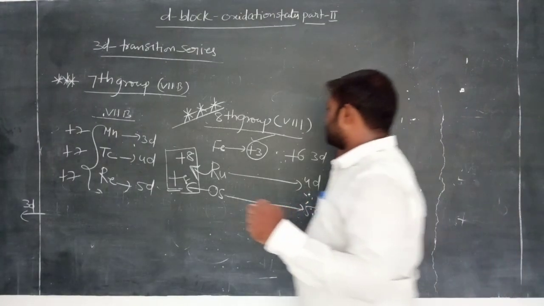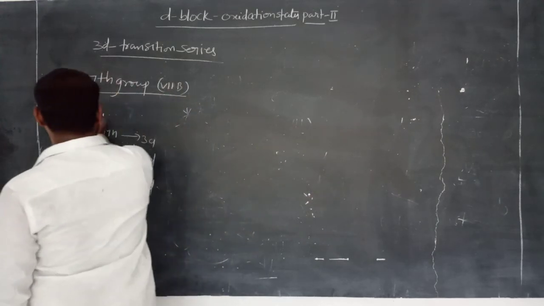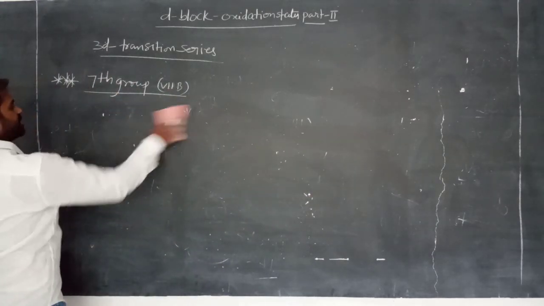Scandium, zinc and cadmium do not show variable oxidation state. Why? Because they are stable. Zinc +2, cadmium +2, scandium +3.